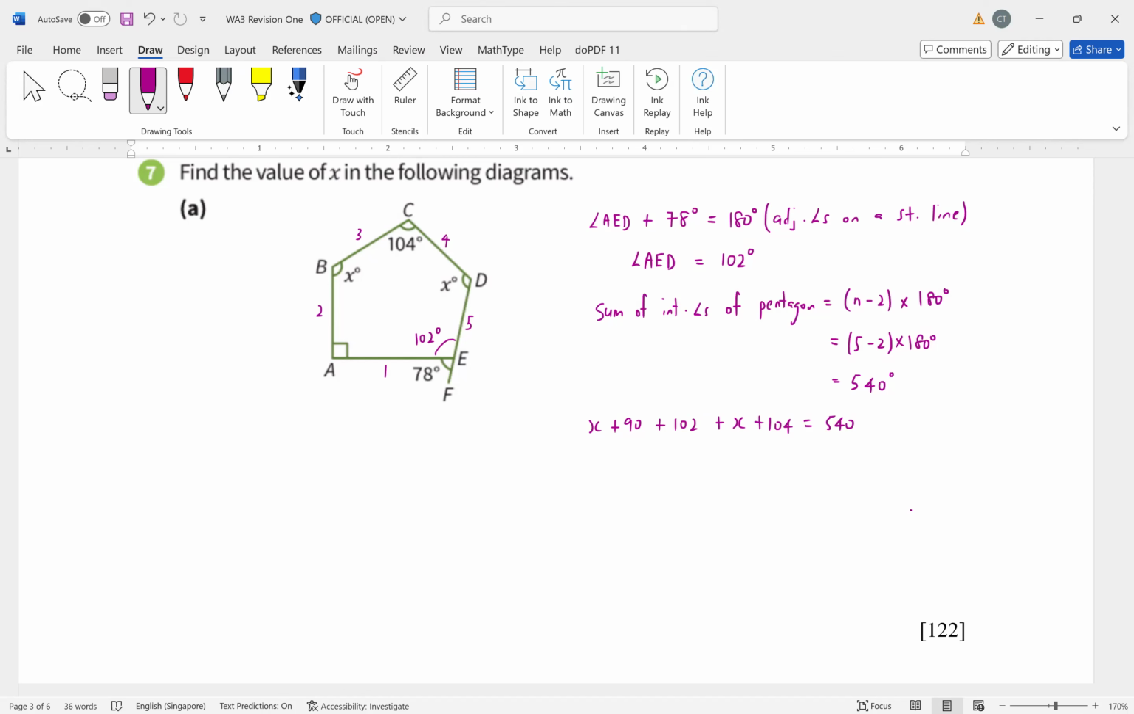Okay, so if you solve, you get 2x. Okay, we'll bring all the numbers to the right side. So 540 minus 90 minus 102 minus 104. Okay, that will give us 2x to be 244 and dividing by 2 on both sides, x will be 122. All right, so not a difficult question. So definitely the important formula that you need to know will be sum of interior angles of a polygon is n minus 2 times 180 degrees.